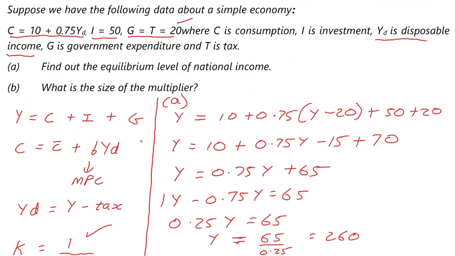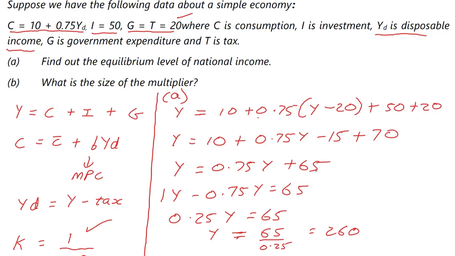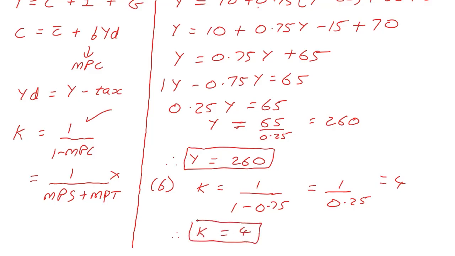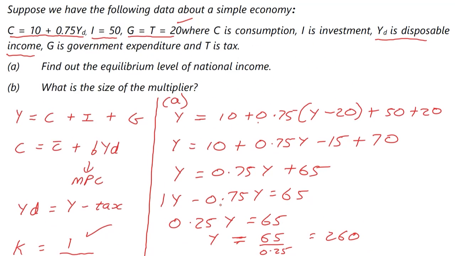And I think I already told you that this b of YD, which is here, this number is our MPC. So I can simply do this, which is equal to 1 upon 0.25, which should give you 4. Therefore, the multiplier K is equal to 4. With that, I'm done with both A and B. Any doubts, feel free to ask.